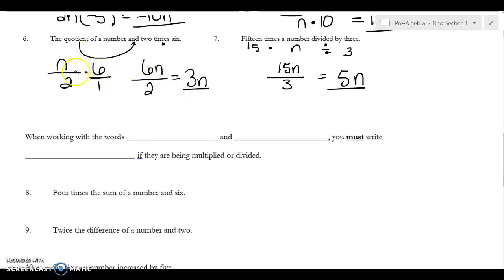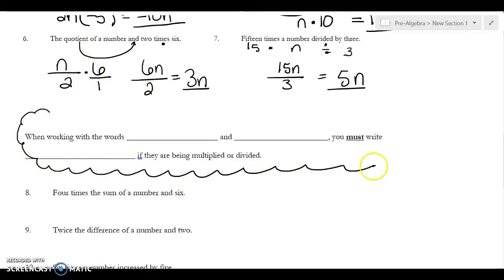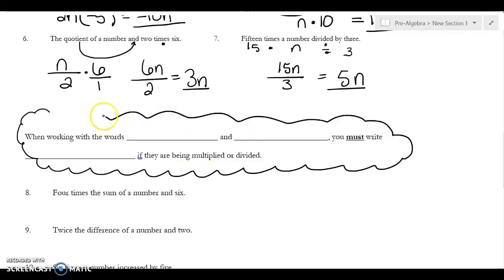Okay, this is kind of the general rule that you need to follow. So I'm going to bubble this in because this is pretty important. We need to remember this. So when working with the word sum or difference, you must write parentheses if you're going to multiply or divide. So if you see the word sum or difference associated with multiplying or dividing, you must use parentheses.